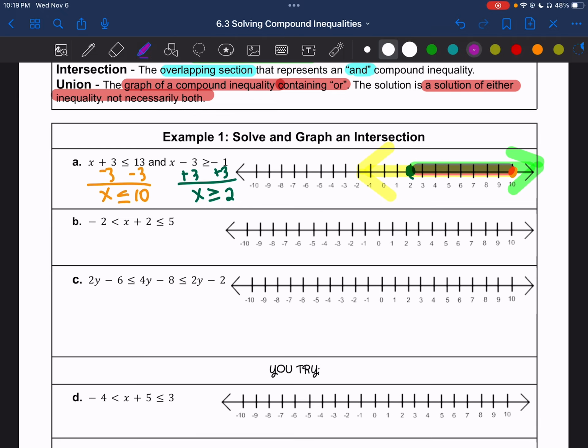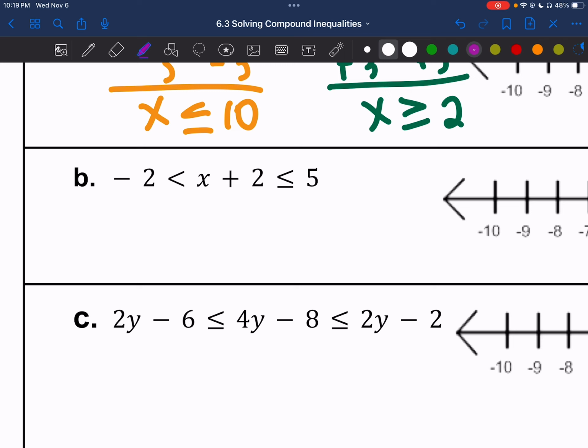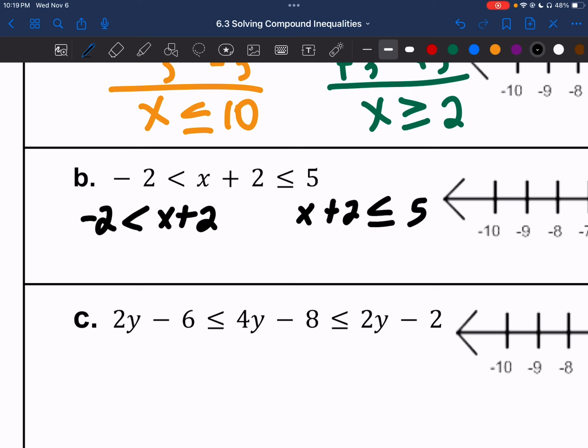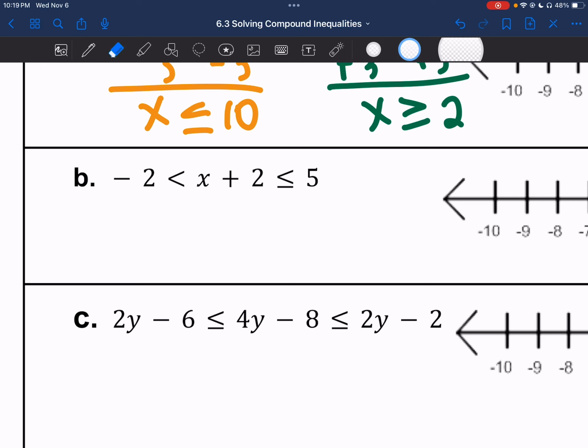All right, so let's look at letter B. Letter B is set up a little bit differently. We have one central portion and we have two outer portions. Now, this is a compound inequality, and there's two ways of thinking about this, right? We could think about this as -2 is less than x plus 2, and x plus 2 is less than or equal to 5. We could separate that into two pieces. I don't like doing that, though. I would prefer us just solving this as one thing.